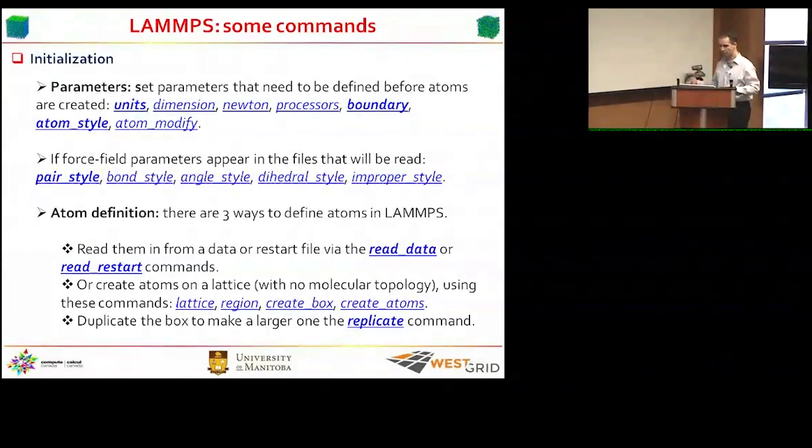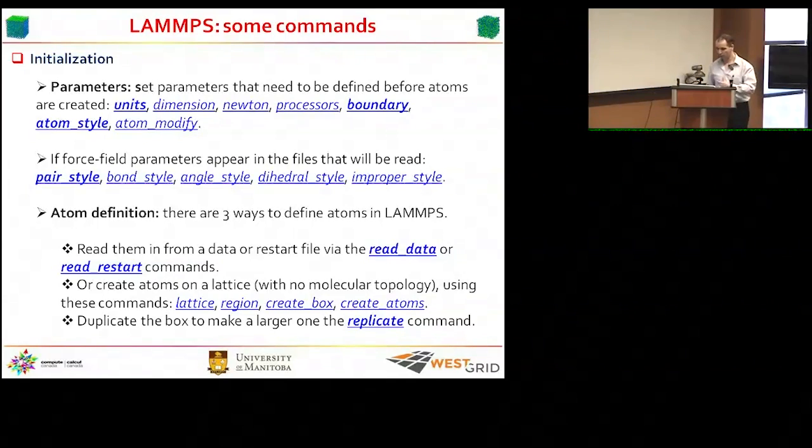So all the parameters in LAMMPS can be customized. You can change many things. For example, for initialization, we use units, boundary condition, atom style, and so on. For the force field, we use pair style, bond style, and so on. To define the atoms, as I said, it's possible to read the data from a restart file. If you already have the configuration, you can just read it and start the simulation, or create the configuration using LAMMPS. There are some commands like this: region, create_atoms, and so on.